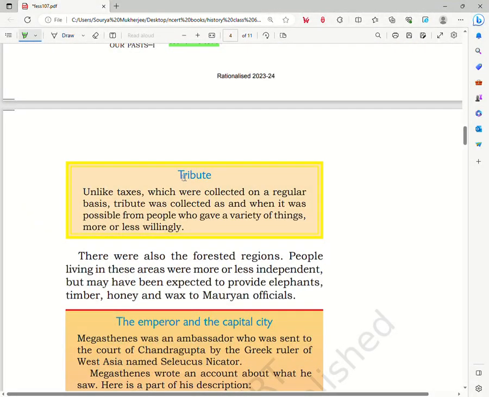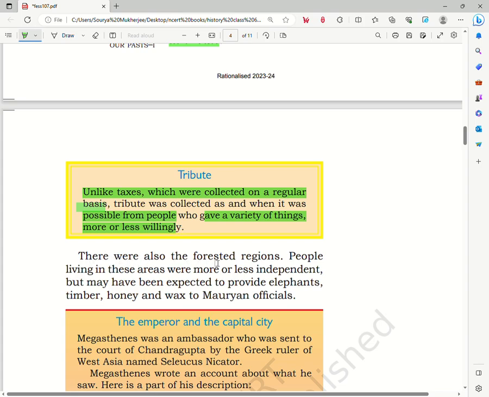So we see the definition of tribute is given, that is, unlike taxes which were collected on a regular basis, tribute was collected as and when it was possible from people who gave a variety of things more or less willingly. So we see that taxes were a sort of a regular fee that the people had to pay, whereas tribute was more like a donation that depended upon the people.